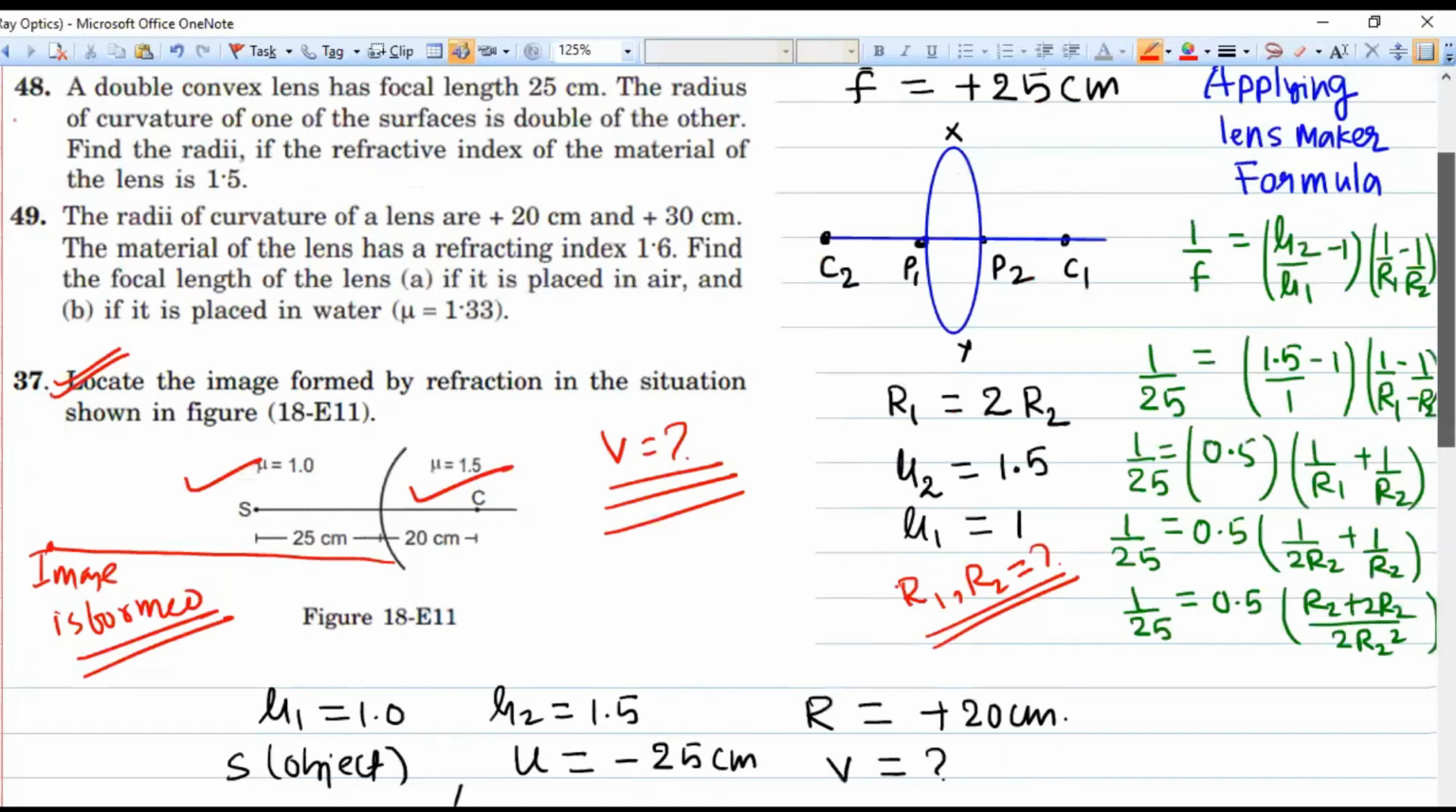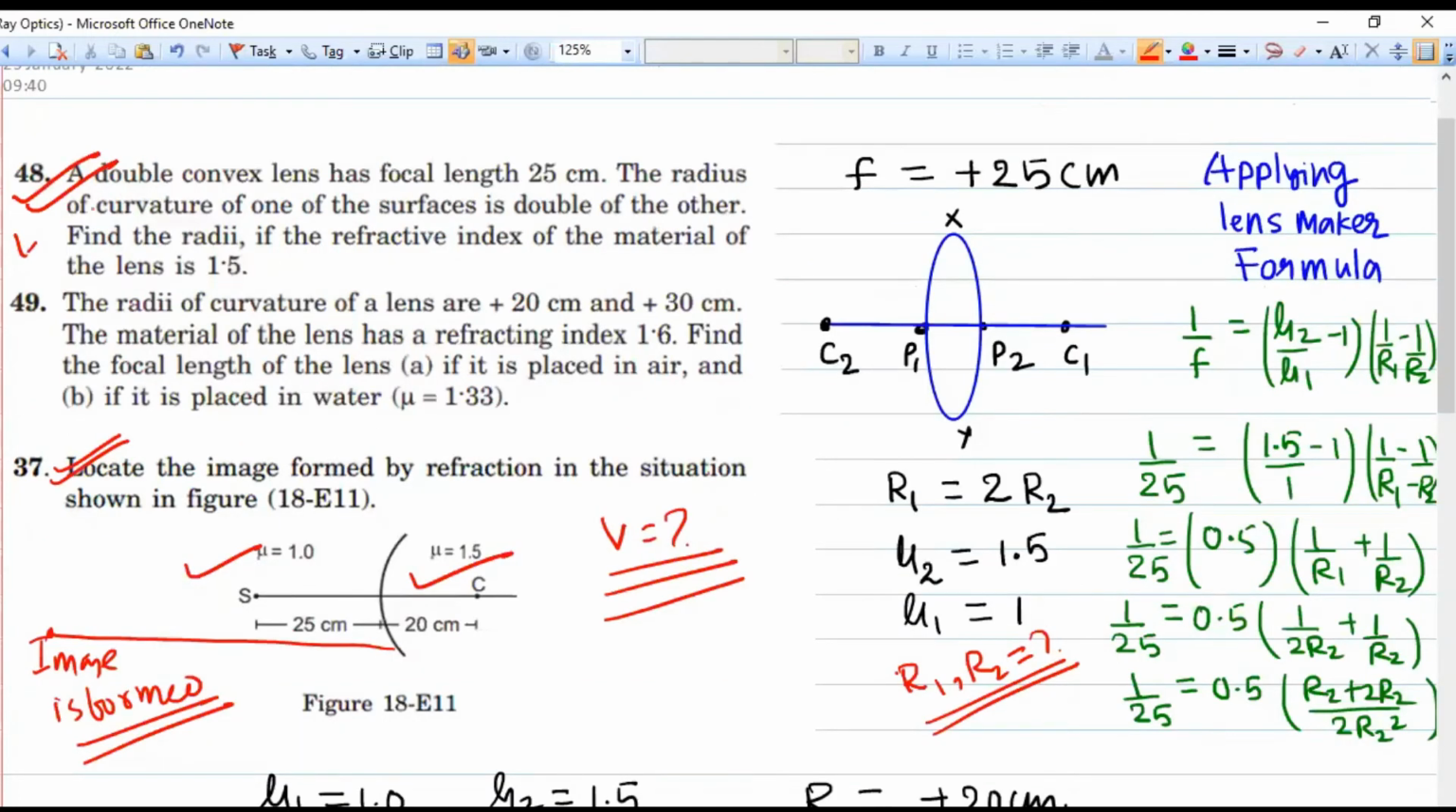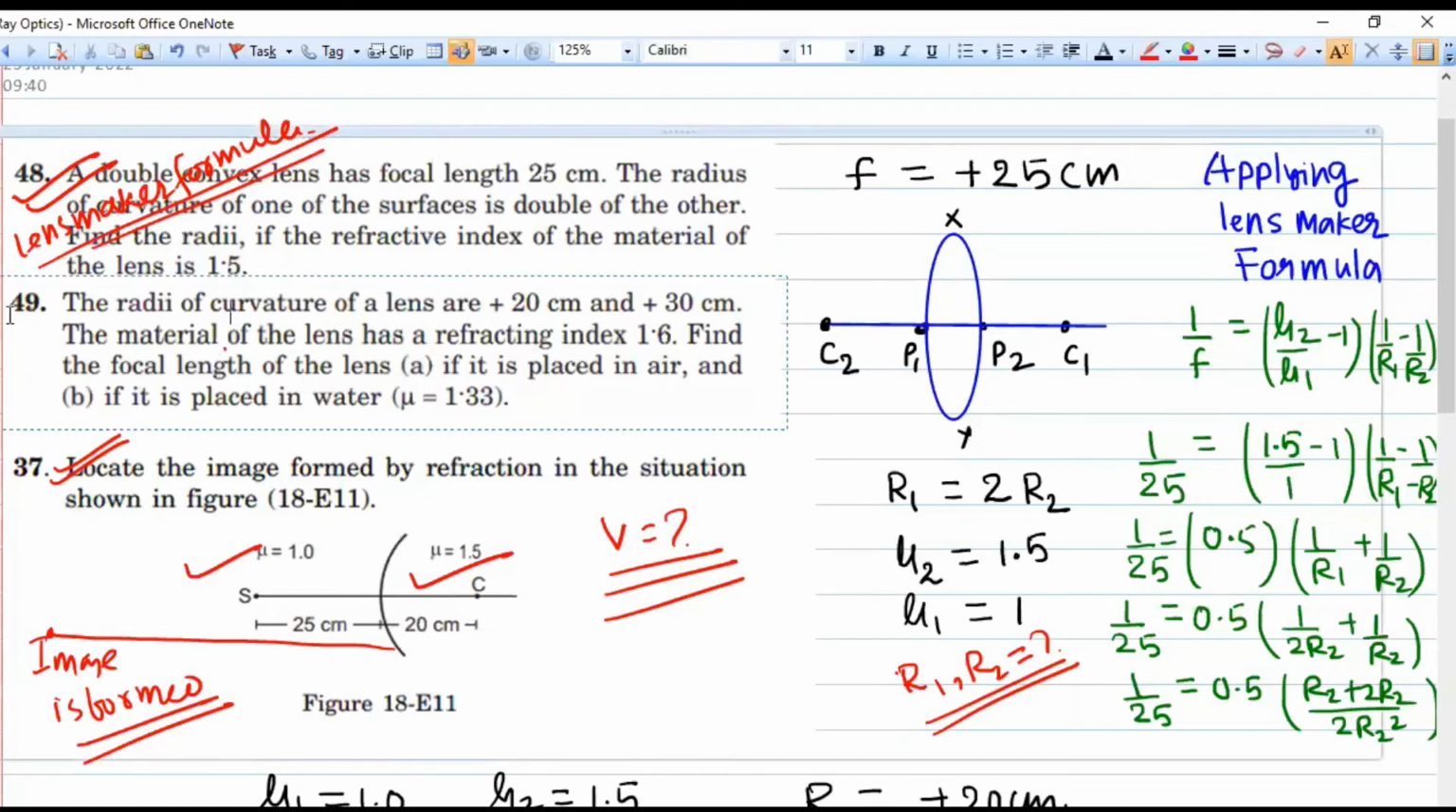Look, the first question, question number 48, we have used the lens maker formula. But please solve this problem and match the answer. And 49 we have not solved. In question number 37, we have used the formula of refraction of light through a spherical surface. Now, question number 49 is also based upon the lens maker formula. Can we select this? Yeah, we can select.